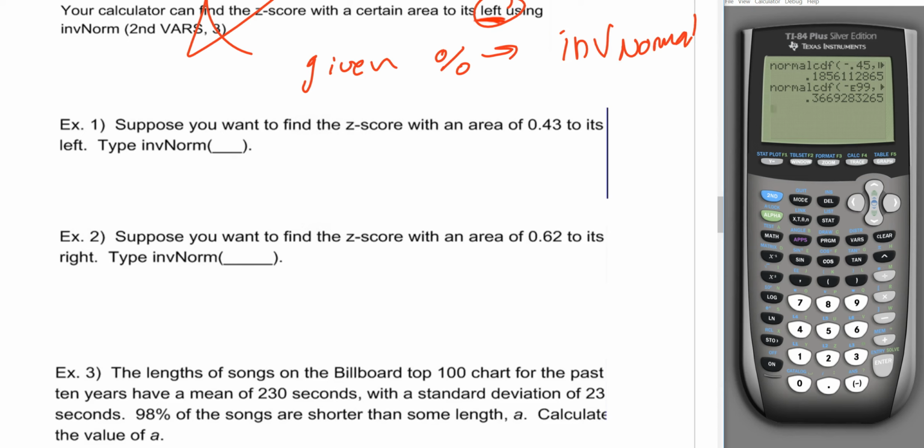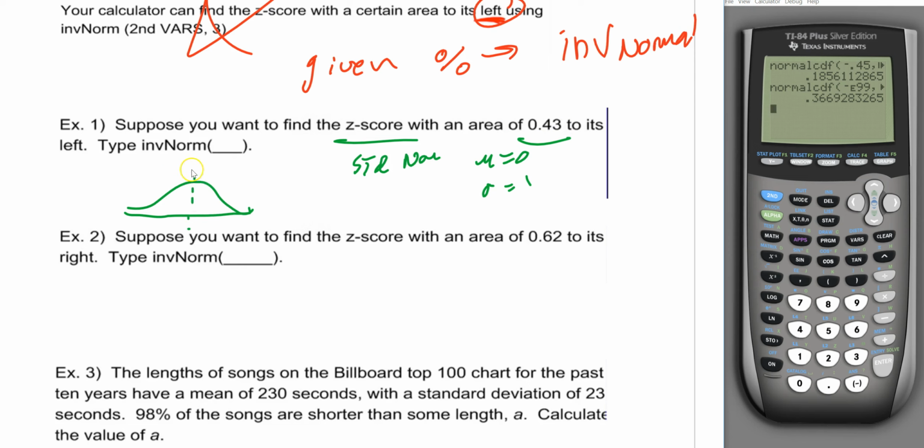Suppose you want to find the z-score with an area of 0.43 to its left. Z-scores, so that's standard normal. That means your mean is 0 and your standard deviation is 1. So keep that in mind if you ever see z-scores, standard normal. Right, and so the area of 0.43 is to the left. So keep in mind I'm starting from the left-hand side. If it says shorter or smaller or less than, then you start on the left-hand side. So 0.43, now remember halfway is 50%, so we're around here.